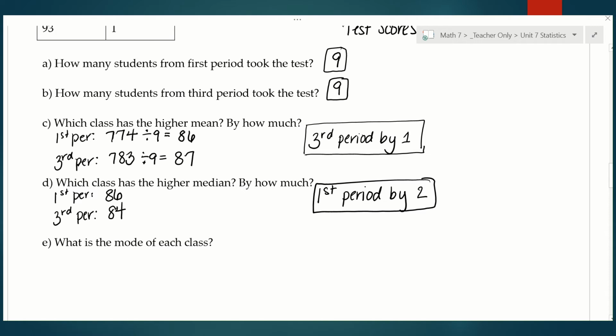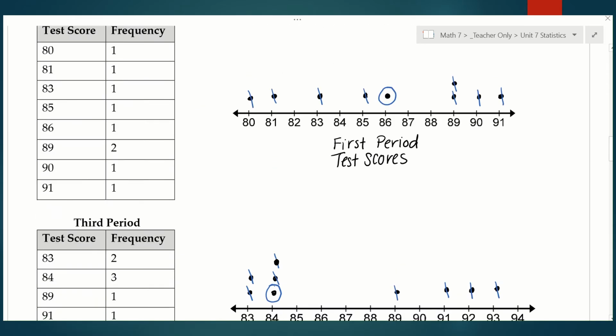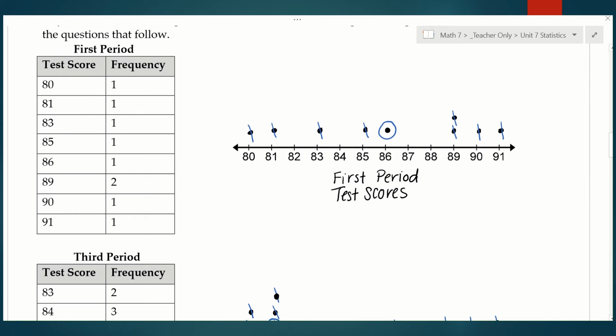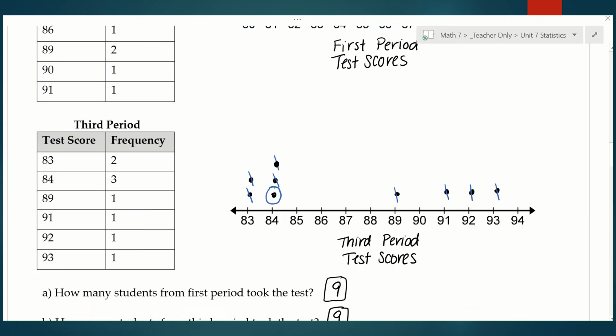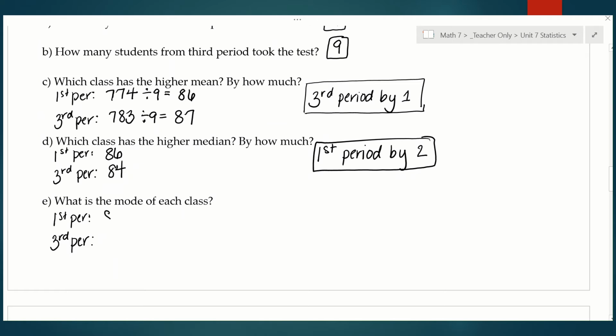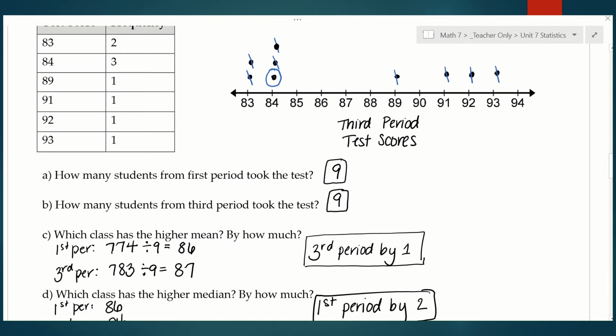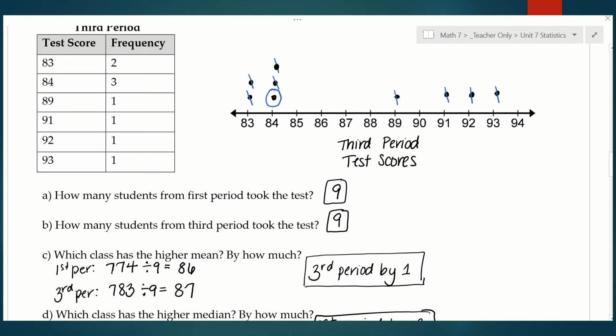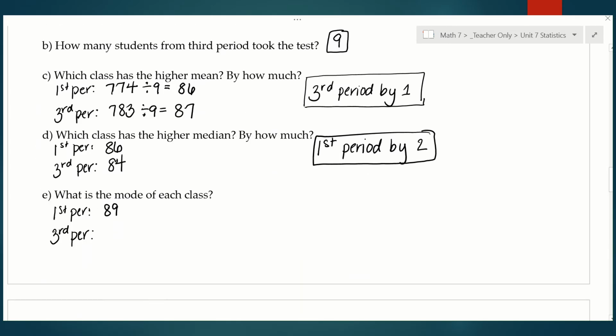Okay, last question about these double dot plots here. What is the mode of each class? All right, so mode, which score was the most common? So for period 1, if I go back up here, which score has the most dots on it? 89. So 89 would be our mode for period 1. For third period, the score with the most dots would be 84. So 84 was the most common score for third period.